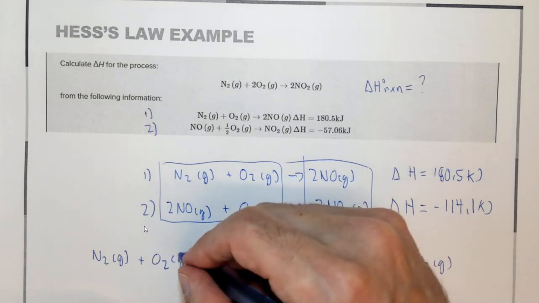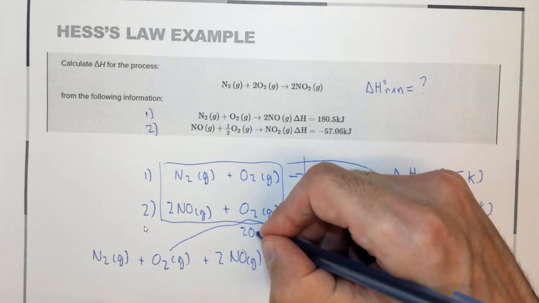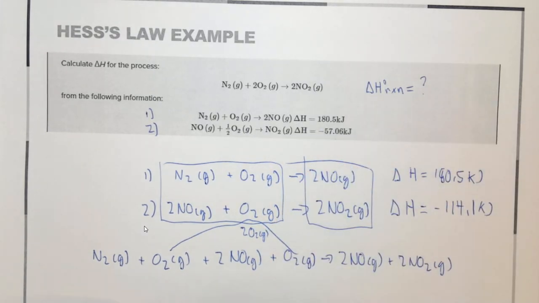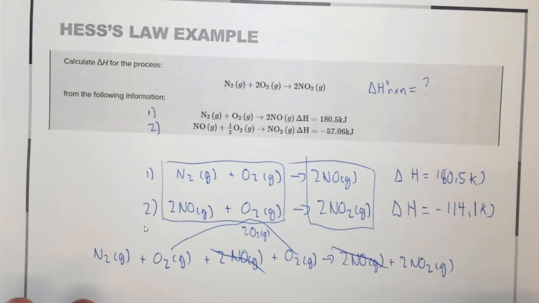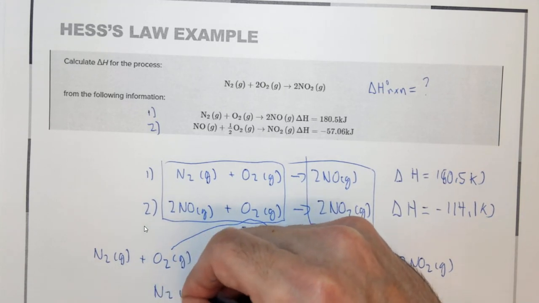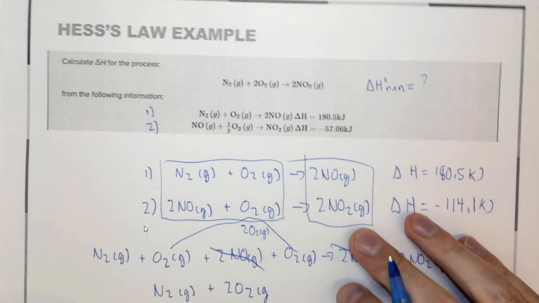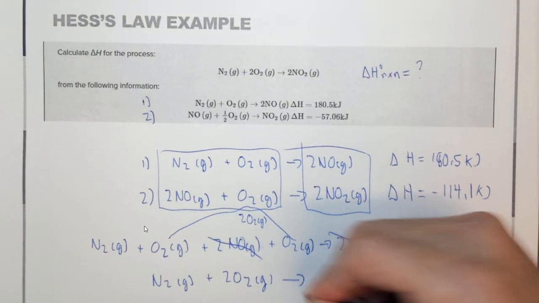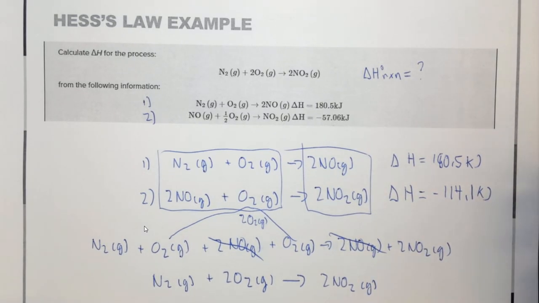The first like term is oxygen. So I have 1 oxygen and 1 oxygen. That becomes 2 O2 gases. There's 2 NOs on this side and 2 NOs on this side, and as I mentioned before, these do tend to work out nicely. Now I can rewrite N2 gas plus 2 O2 gas yields 2 NO2 gas. If I added the 2 reactions, I have to add their enthalpies.